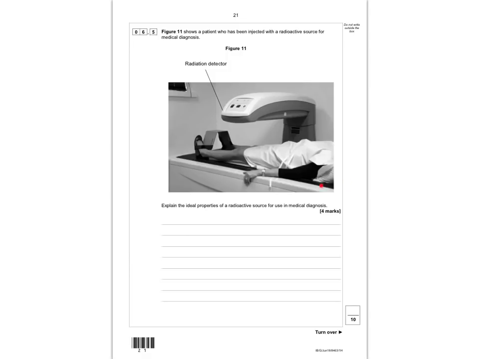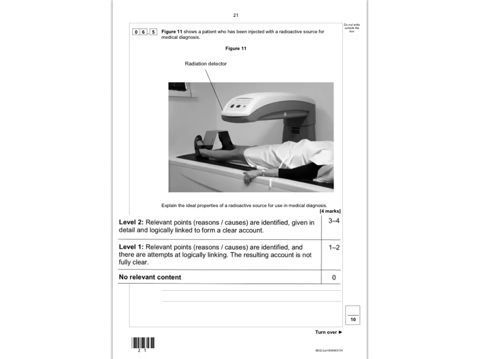It's a 4-mark question, and it's an extended writing one, which means you've got the level descriptors. So how you'll be assessing this question is using these level descriptors. To get 3 or 4 marks, you need to get a level 2 answer. To do that, you need relevant points, reasons and causes identified, given in detail, and logically linked to form a clear account. If you get level 1, that's relevant points are identified and there are attempts at logically linking. The resulting account is not fully clear. If you don't attempt linking content together, you're not really going to get any marks for this question.